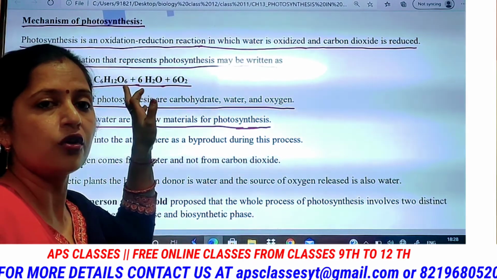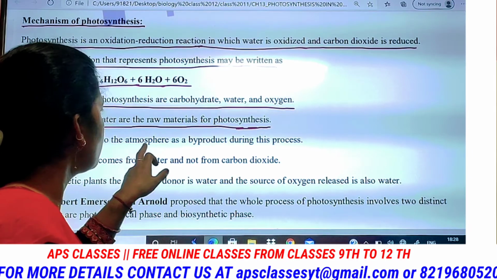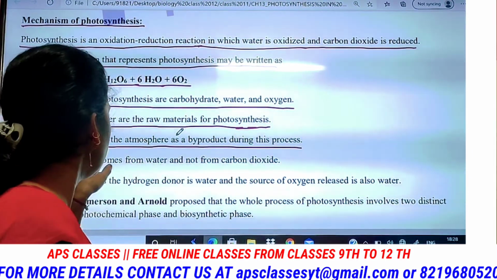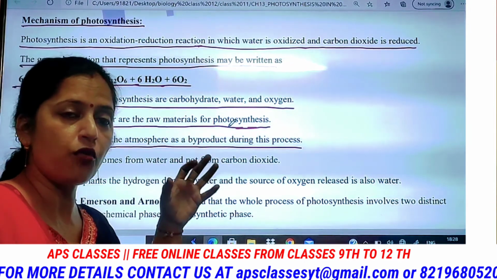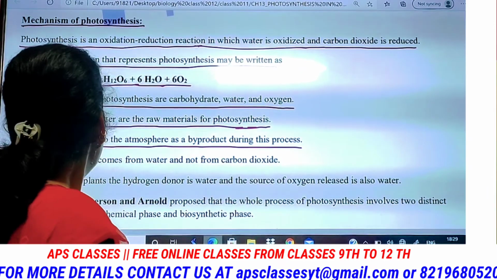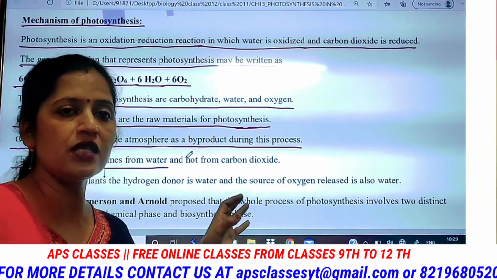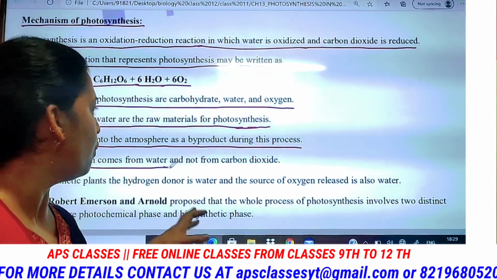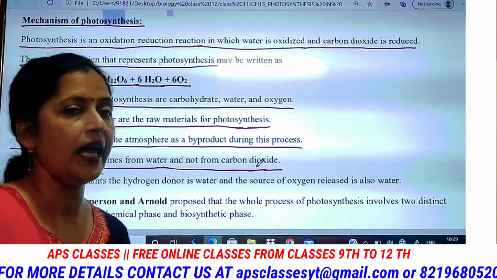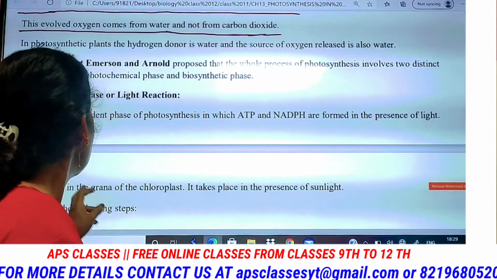So these are the raw materials for the process of photosynthesis. Oxygen is liberated into the atmosphere as a byproduct during this process. जो ऑक्सीजन है वो लिबरेटेड होगा कहां पर, एटमॉस्फेयर में लिबरेटेड होगा as a byproduct during the process. This evolved oxygen comes from water. अभी जो evolved oxygen है, that evolved oxygen comes from the water and not from the carbon dioxide. It directly comes from the water, not from the carbon dioxide.